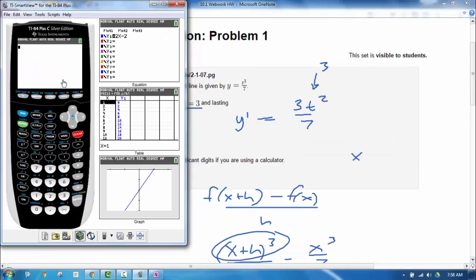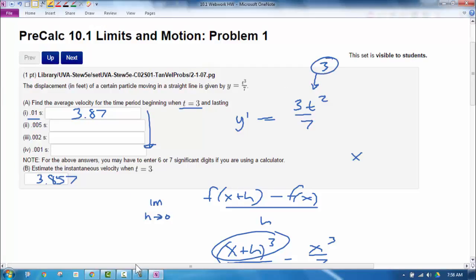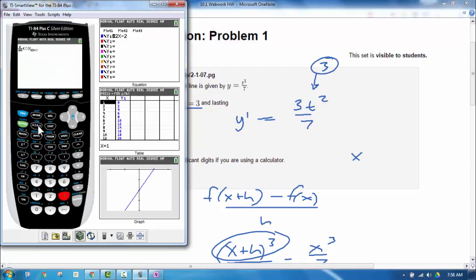The last thing I want to show you real quick is alpha window. You can take a numerical derivative. That's taking the derivative at a certain point, which in this case is the derivative at 3. So we're going to do the derivative in terms of x of our function. We're going to use x instead of t here. Our function is x cubed divided by 7. And we're going to do that derivative at x equals 3. That will give us our answer as well, 3.857.